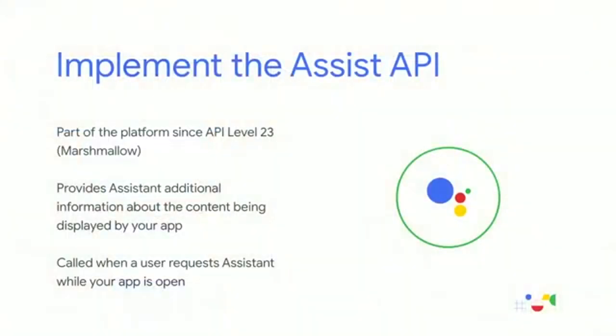But even today, if you long press the home button on many Android devices, it'll call up the assistant as an overlay on top of whatever the user is currently doing. It's at that point that this API gets called to get additional information about what's currently on the screen.